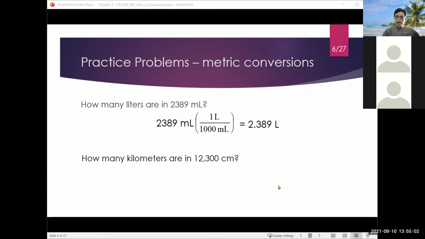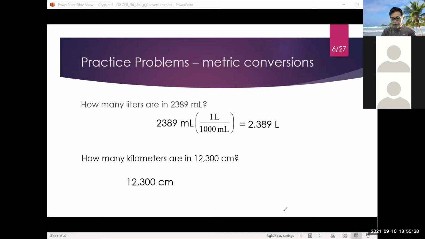Okay. All right, so how many kilometers are in 12,300 centimeters? By the way, don't forget your sig figs. Sig figs will never go away. We're going to use sig figs throughout the semester. So you've got 4 sig figs in 2,389 milliliters, and your answer should have 4 sig figs. All right, here we're being asked how many kilometers are in 12,300 centimeters. Okay, so write down what we're given.